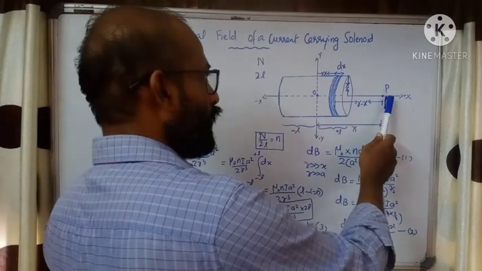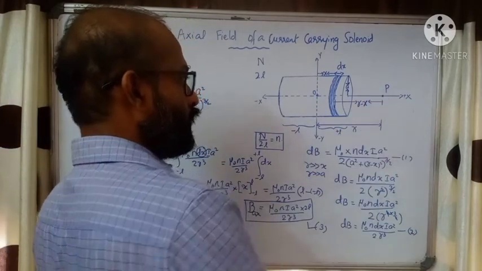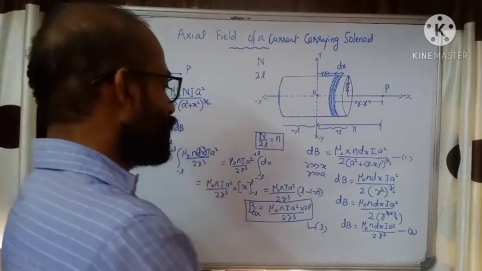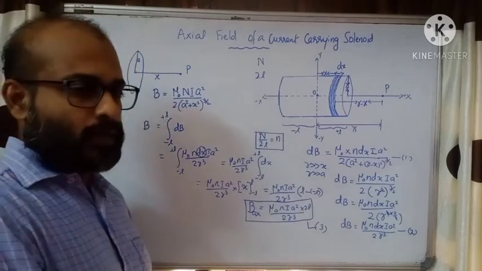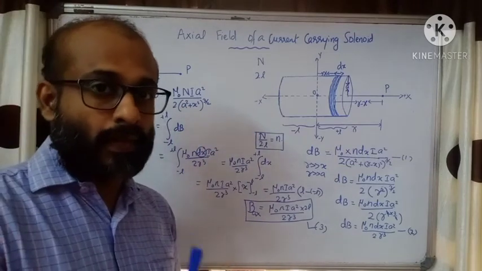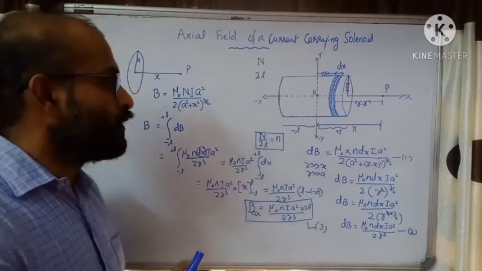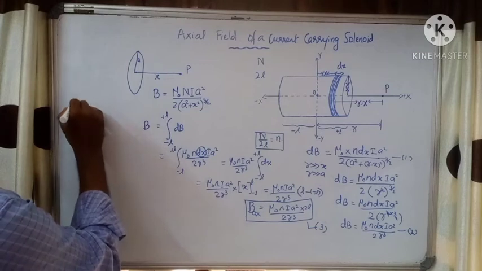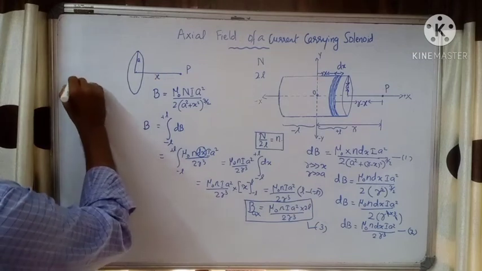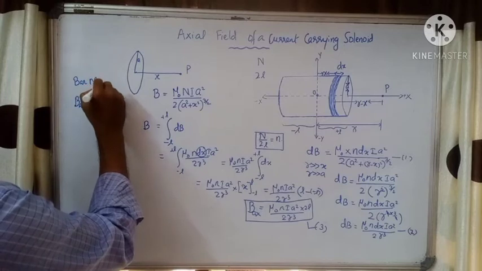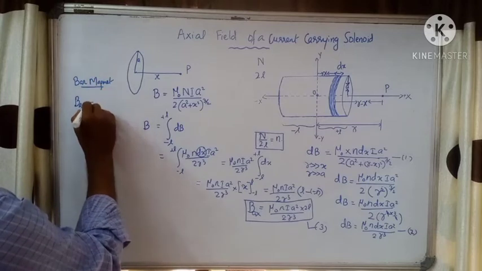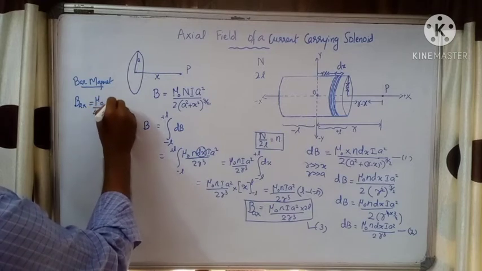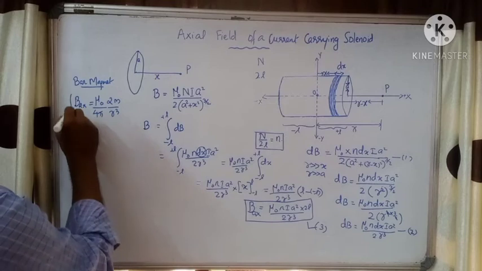At a point P, at a distance r from the center of the solenoid, we have got the equation for axial magnetic field. Now we need to show that this current carrying solenoid behaves like a bar magnet. For a bar magnet we know the axial field has a standard equation. What is the equation? B axial for a bar magnet is equal to mu 0 by 4 pi into 2m by r cube. This is the equation of axial field.